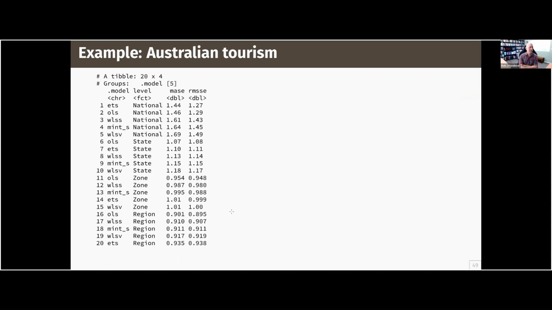What about if I did it by level? So which approach works best at the national level? If you're only interested in one level, you might only be interested in national or state, but not so interested in the other levels. How does that work? Well, let's group by level and by model, and then we get this result.